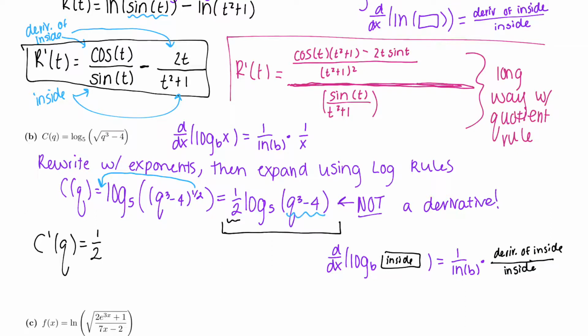Where the inside is this part here. So we're going to have 1 over ln of the base, which is 5. So 1 over ln 5 times the derivative of the inside. So the derivative of q cubed minus 4 is 3q squared over the inside, which is q cubed minus 4.